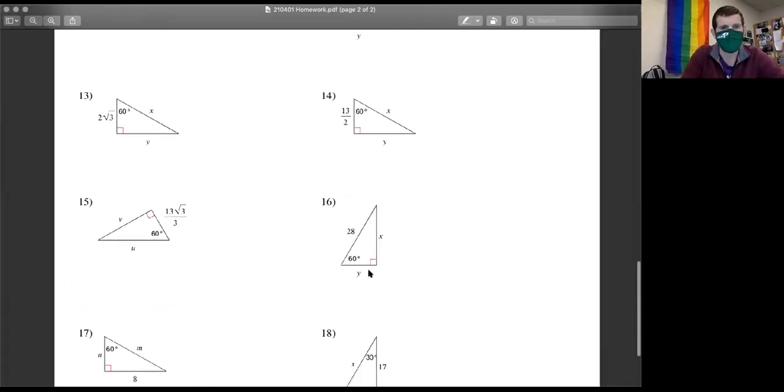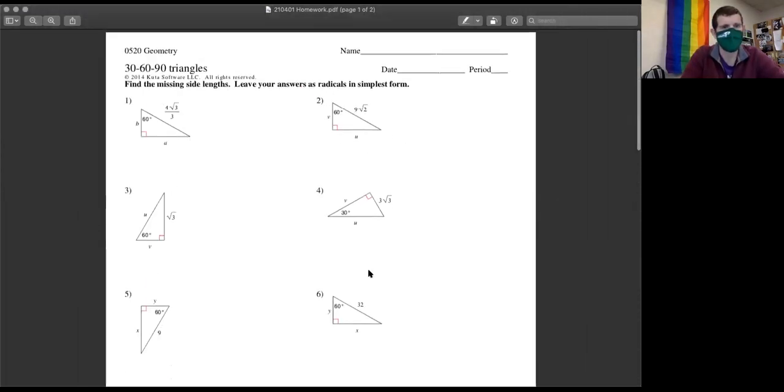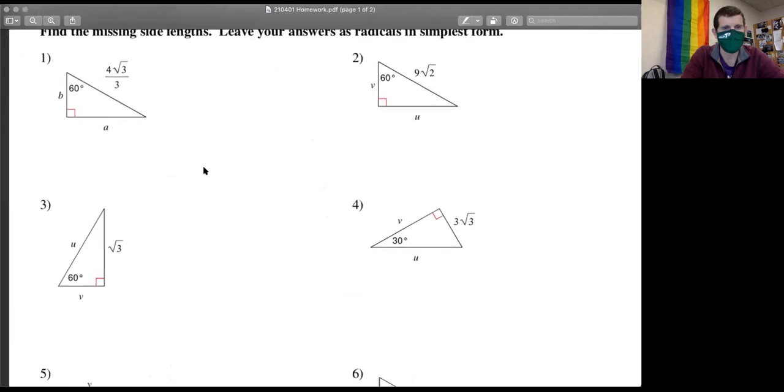And what we've got is a worksheet that looks awfully similar to the one you did 2 days ago for 45, 45, 90 triangles, but now we're looking at 30, 60, 90. With the last homework, I had you do all the odd problems. Now I'm going to have you do all the even problems. So I will run through some of the odd ones.